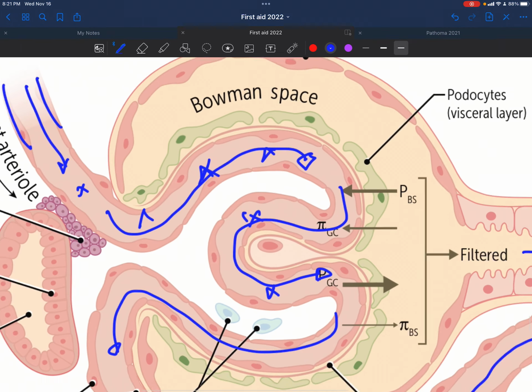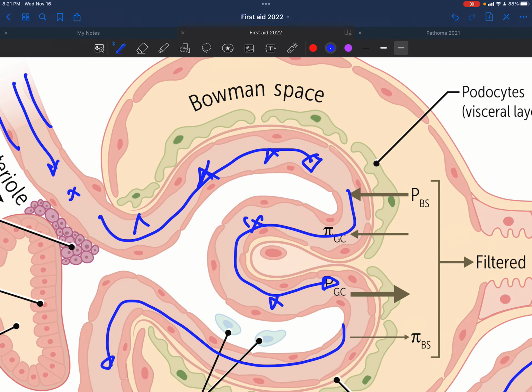So the filtration takes place over here. The particles move through these barriers. This is the first part, the endothelial cells, and right next to it is the other endothelial cell. So blood moves within these fenestrations, and it will encounter this pink line over here. This is the basement membrane, the second barrier, and then it will meet the third barrier over here, the podocytes.